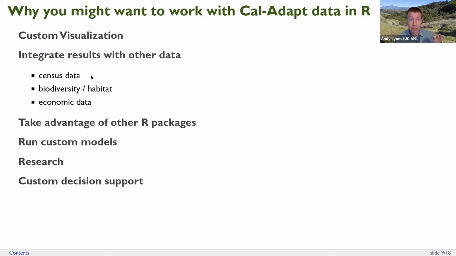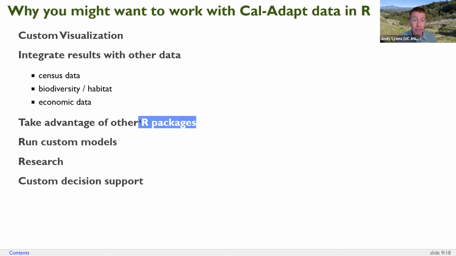You may also want to integrate climate data with other kinds of data, right? So census data or biodiversity habitat niche models or economic data and so forth. And R is a solid, hands down data science package, and you can do lots and lots of data manipulations and analyses within R. So by getting the CalAdapt data in R, maybe as a data frame, then you can join it with some of these other kinds of data that you have and do your work.